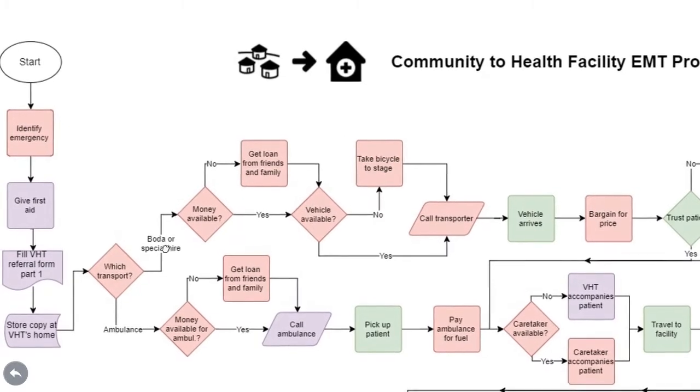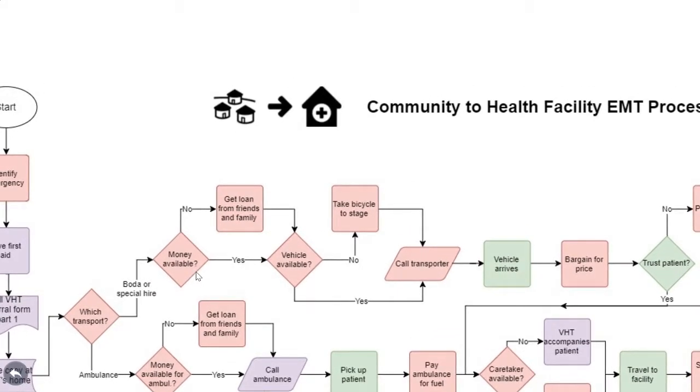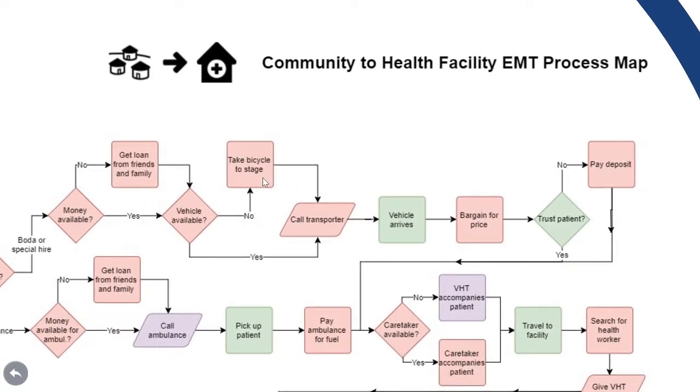But in this, the process for using a boda or a special hire was pretty much the same. If the person had money available, they would see if the vehicle they needed was available. If not, they would need to get a loan or a collection from friends and family. Sometimes this was quite a delay, and took a bit of time. Then they ask, is the vehicle available? In some remote areas, you might not be able to get a boda or a special hire, so somebody would have to take a bicycle or walk to the nearest stage.